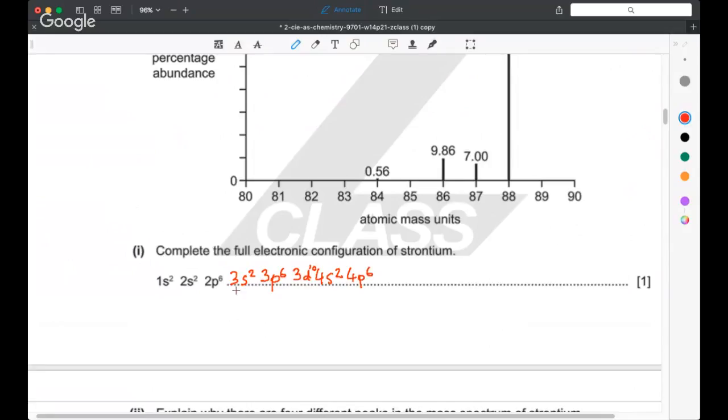4p6. Now, how many have we got to so far? We've got 10 there, 12, 18, 28, 30, 36. We're trying to get to 38, aren't we?